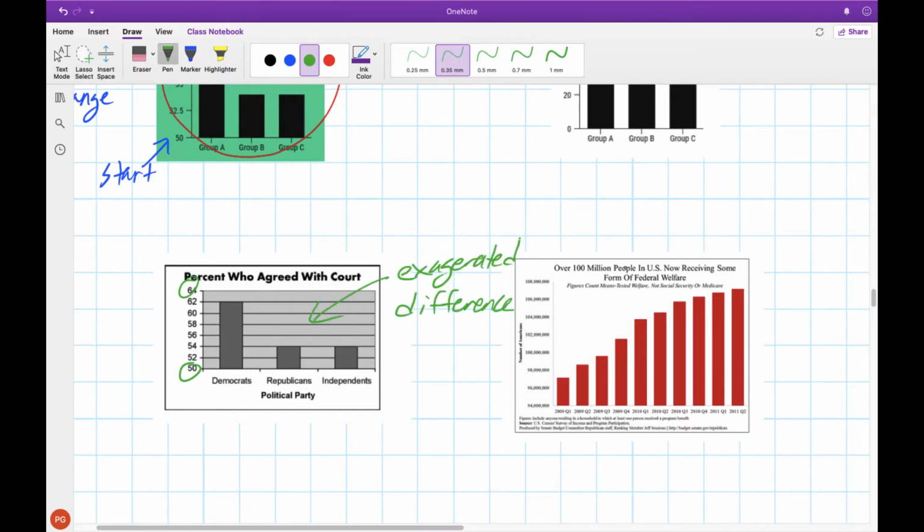Another graph here talking about how many people are receiving welfare over a number of years. It looks like it's going up by a lot every single year, this huge increase. But if we look at the start here, it starts at 94 million, goes up to 108 million. So really the difference between these two is quite small in terms of the scale here, but because we've started not at 0, we exaggerate this difference.